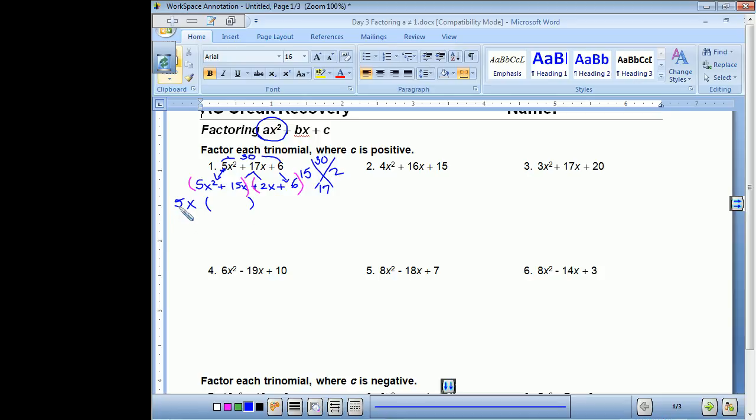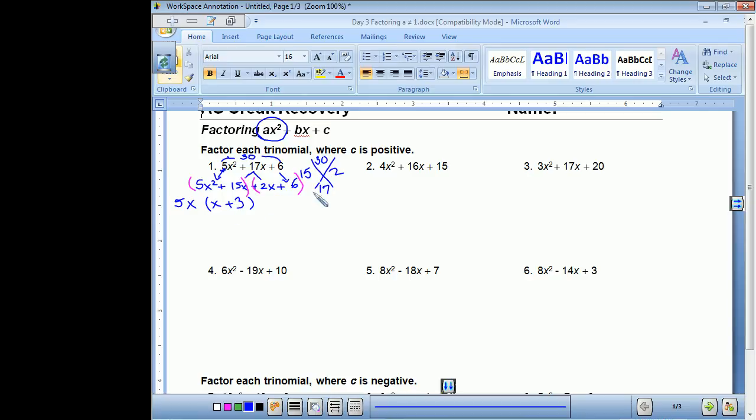Alright, so what do we multiply 5 by to get 5? 1. What do we multiply x by to get x squared? We need another x. Oh, we need 1x. Okay, what do I multiply 5 by to get 15? 3. Here I have an x, and here I only need 1. So do I need any more x's? No.